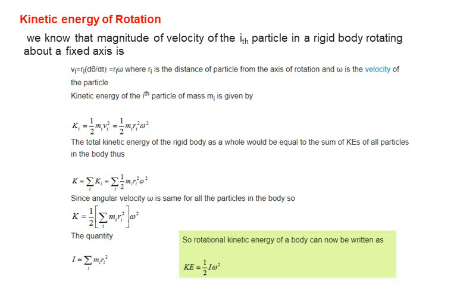So the K will be equal to half of the summation of m_i r_i square into omega square, and the summation of m_i r_i square is the moment of inertia. So the kinetic energy of a body is equal to half of I into omega square.